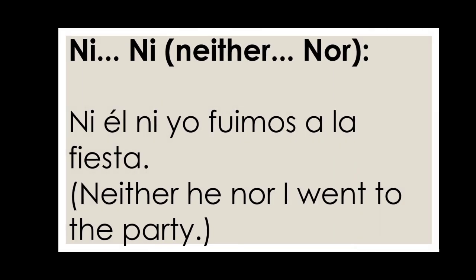Ni, neither, nor. A negative element in a sentence can be used alone or in a pair to add more emphasis. We use ni to add more emphasis, like ni él ni yo fuimos a la fiesta. Neither he nor I went to the party. Or you can say no me gusta la carne ni el pescado. I don't like meat or fish.